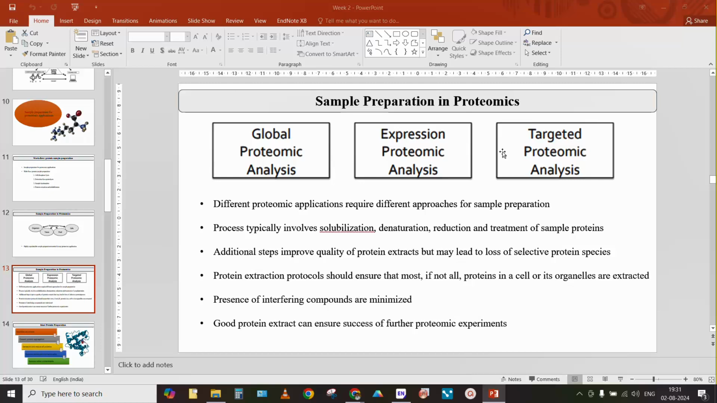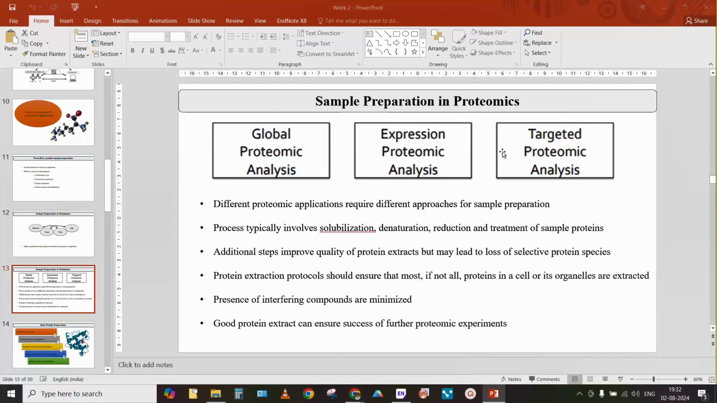Now all sample processing involves solubilization, denaturation, reduction, and alkylation of sample proteins. But you may need additional steps depending upon the type of samples and your objectives, so that the protein extract quality can be improved. While you are doing this, you have to be very cautious: when you perform various steps in a sequential way, you may also lose a small fraction of the protein. So one has to be very careful when adding additional steps during sample preparation.